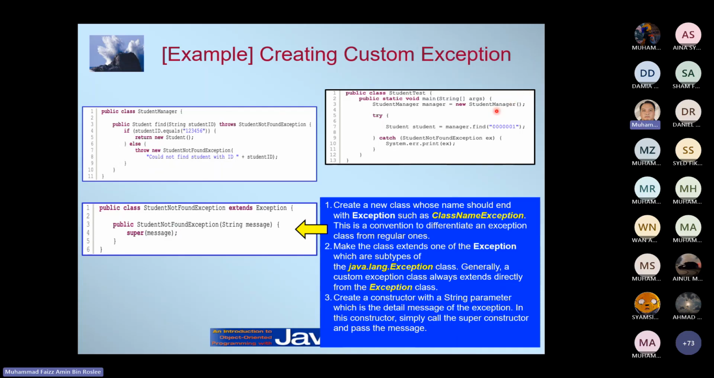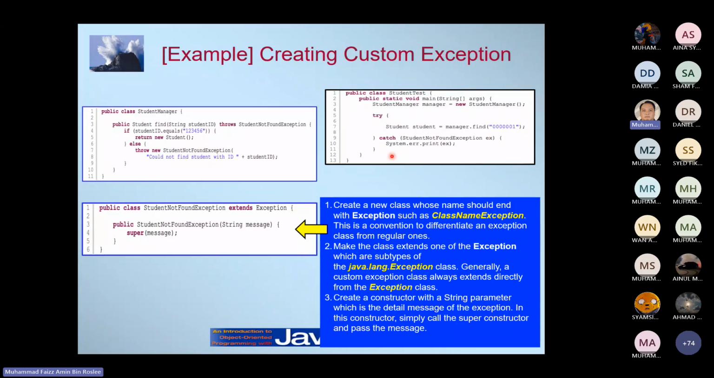Okay, so let's see how you can use this class when you create it. You have a student class over here, StudentTest, then the main method. You initialize the object of student manager, then you use a try block to check whether the student exists or not. And in the catch block, you can call the StudentNotFoundException and declare it as a variable of ex.